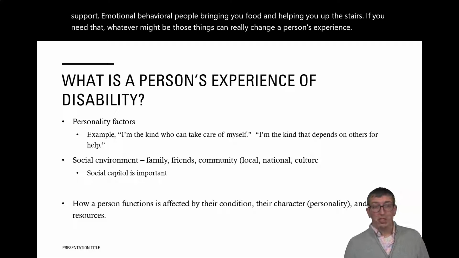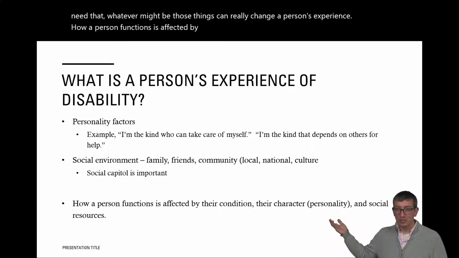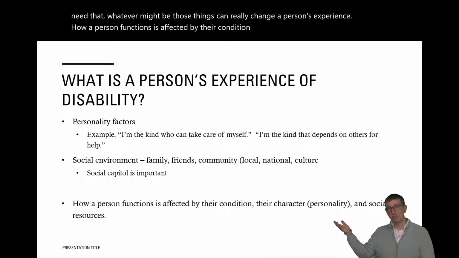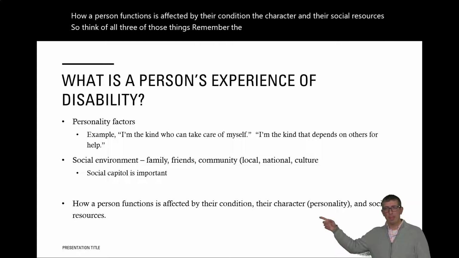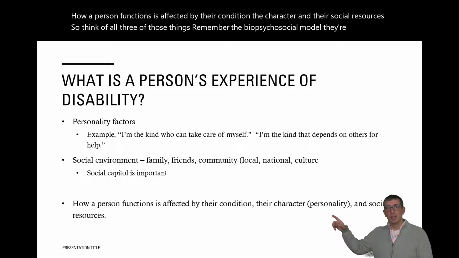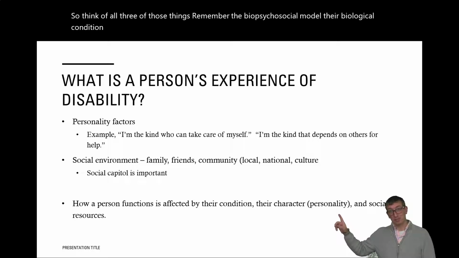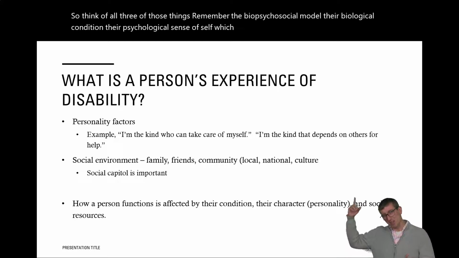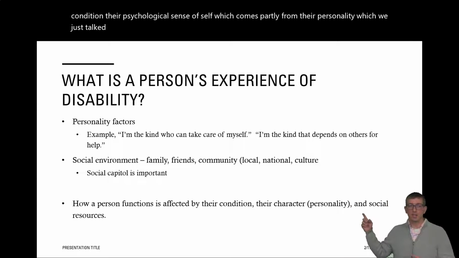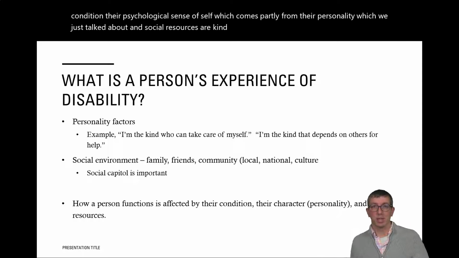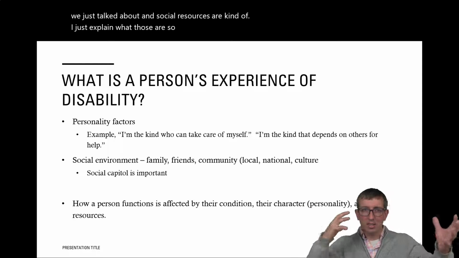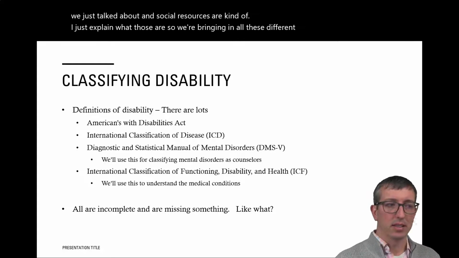How a person functions is affected by their condition, their character, and their social resources. So think of all three of those things. Remember the biopsychosocial model: their biological condition, their psychological sense of self, which comes partly from their personality, which we just talked about, and social resources, which I just explained. So we're bringing in all these different things here to understand disability.